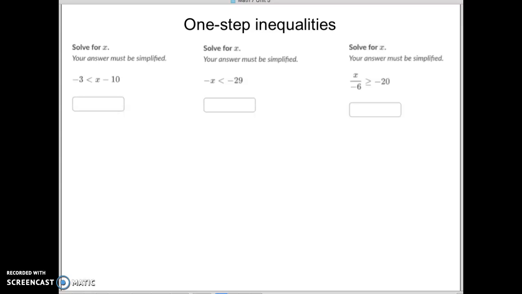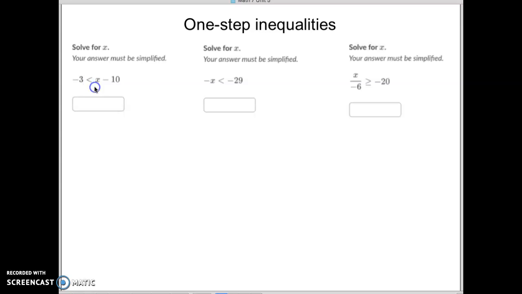Today, you're doing something not very difficult. It will not take you a whole lot of time, but you may want to have your answers checked, because there's something a little tricky in it. It's called one-step inequalities, and I've got three examples here. For each one, if you remember to treat this like an equal sign, it'll go very well.